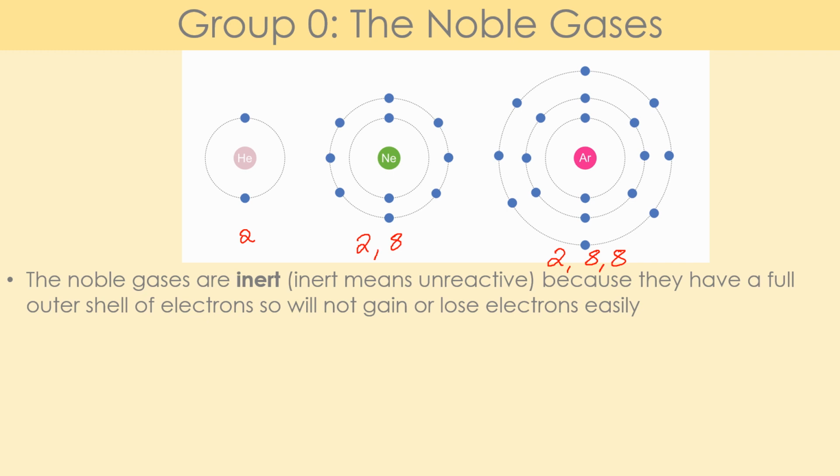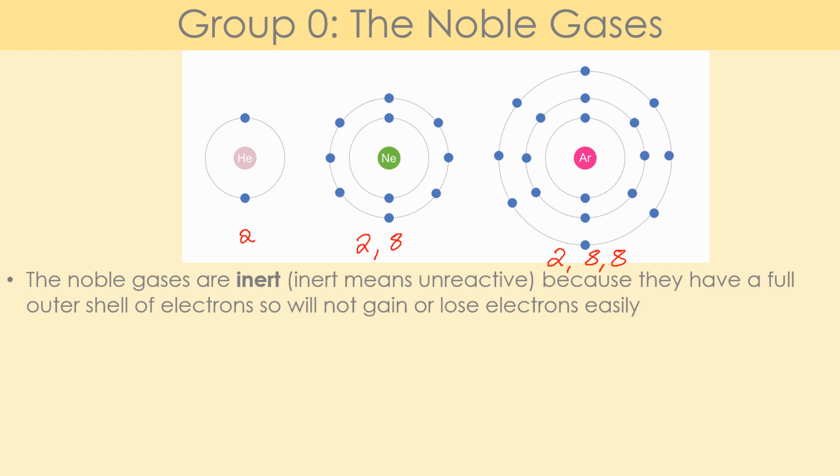Now the word inert means unreactive. It's a word you're likely to see in your exam. So if you see it, you now know what it means. It means they are unreactive. And that is because they have a full outer shell of electrons, so will not gain or lose electrons easily. I've said easily there because it can happen. We can make it happen, especially with some of the ones further down. With a lot of energy, we can take away electrons, but it takes a lot of energy to do that. So we do refer to them as inert because naturally they are unreactive.